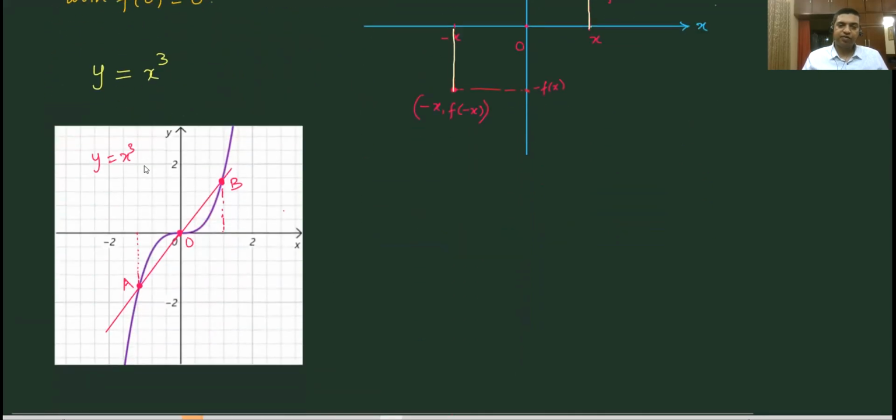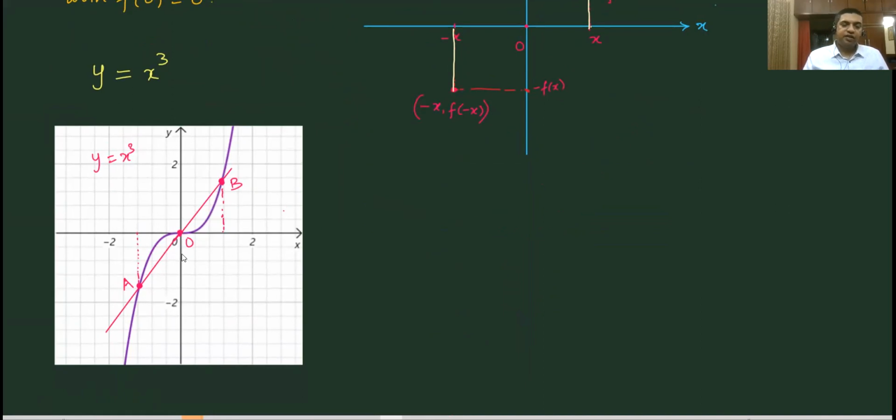Here is the example, y equal to x cube. Here you can see this is the graph. The violet colored curve is the graph of y equal to x cube. Now the distance of the point B from the x-axis and the distance of A from the x-axis will be equal, but they are in opposite quadrants.